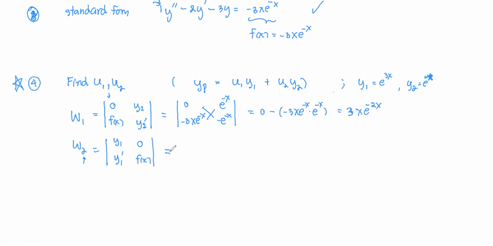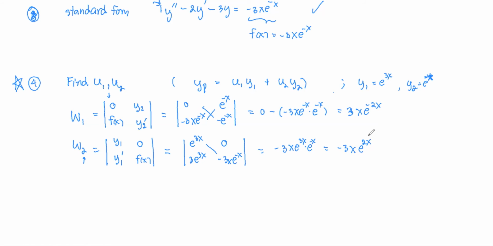And W2: y1 is e to the 3x, y1 prime is 3 e to the 3x, and the second column is 0, negative 3x e to the negative x. Multiply cross way down, non-zero. We get negative 3x e to the 3x times e to the negative x, which simplifies to negative 3x times e to the 2x. They look alike, just the negative sign in different places.